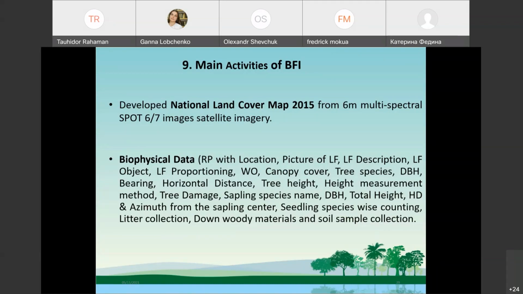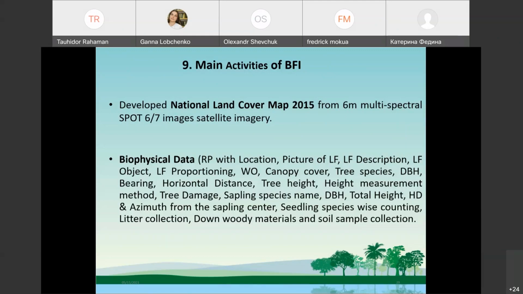So when you go for a revisit, we can easily find that RP, and from that RP we can look for the plot center. Then we define the land feature description, land feature object, and land feature proportioning if there is more than one land feature. Then we assess this object in the subplot. We'll have a separate slide on that, where we'll discuss in detail how and why we are taking that wetness object.